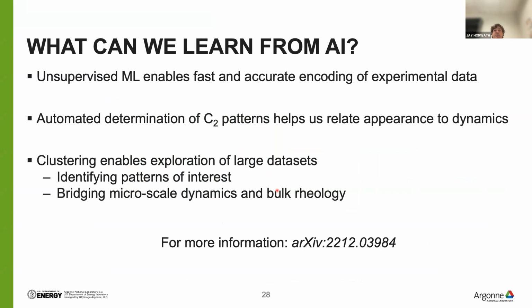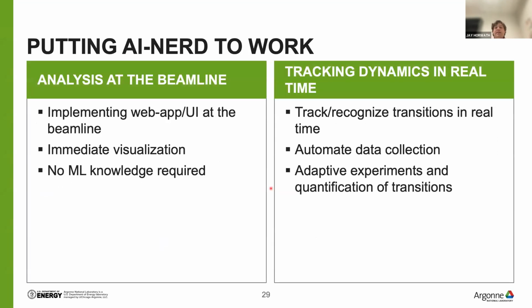So this is the end of the research before I get into what we're working on in the future. But just to sum up, what can we learn from AI in this case? The idea is that by using unsupervised machine learning, we're able to distill a lot of information from really complicated data sets. We're able to tie this to the physics, meaning the average dynamics of the case. I showed two examples of how we could navigate a complex data set, where we can identify patterns of interest or neighborhoods, and we can try to tie the microscale dynamics to the bulk rheology.